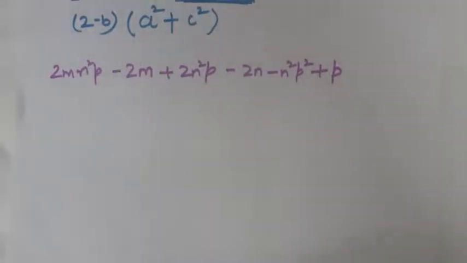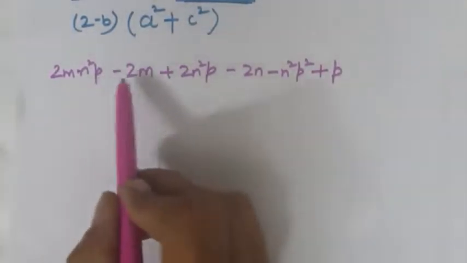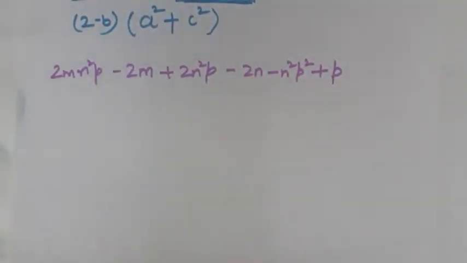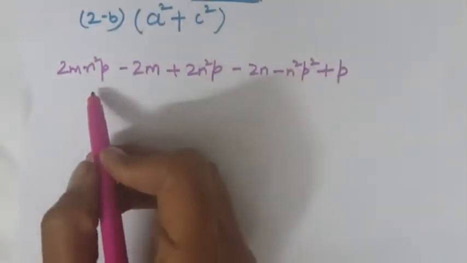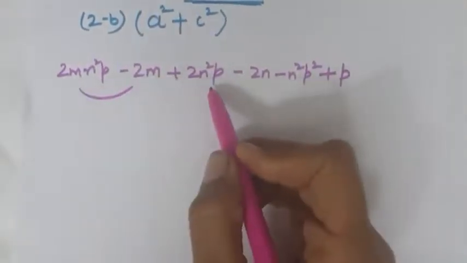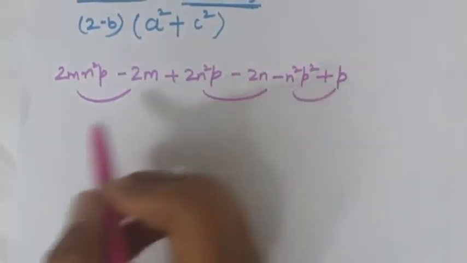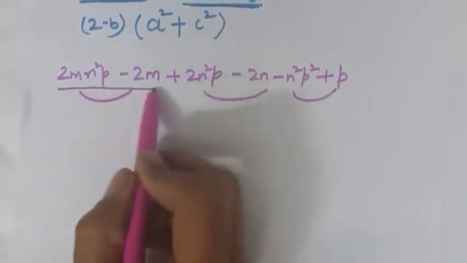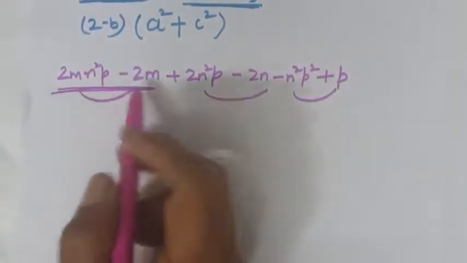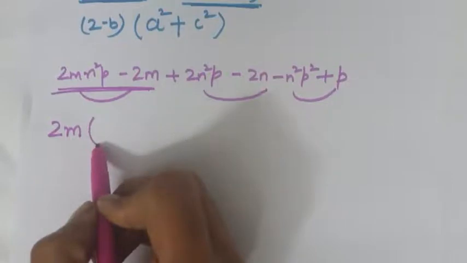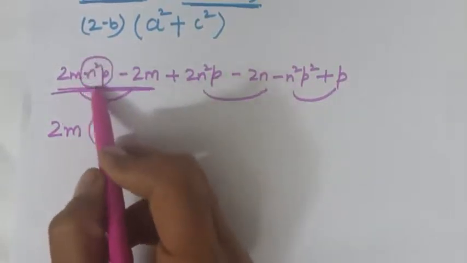Now again see the next question. There are 1, 2, 3, 4, 5, 6 terms. And how many pairs can we make here? Yes, 3 pairs. So this is your first pair, this is the second, and this is your third pair. Now, what is common in these two terms? Yes, 2m. What is left inside? n square p.